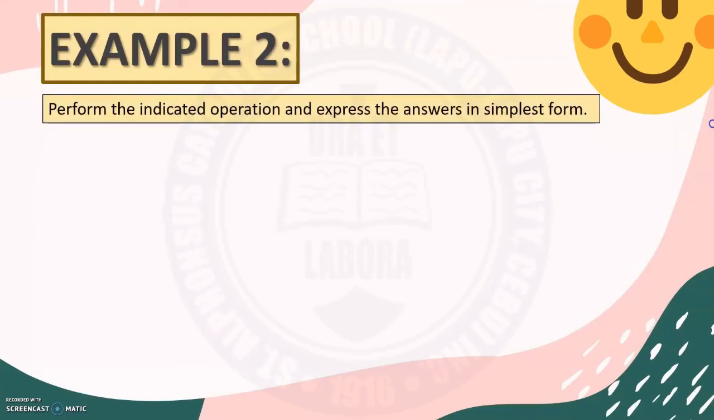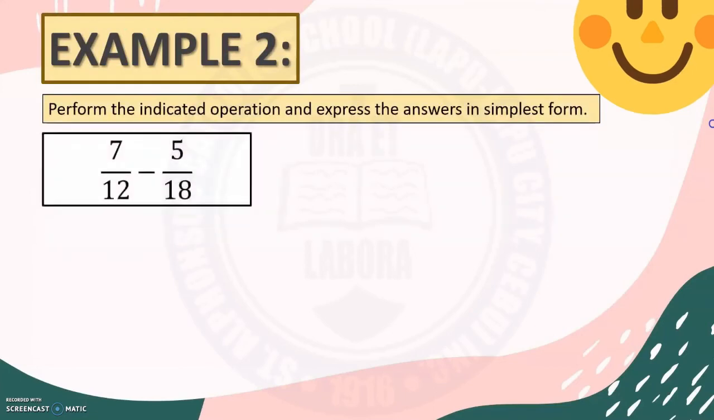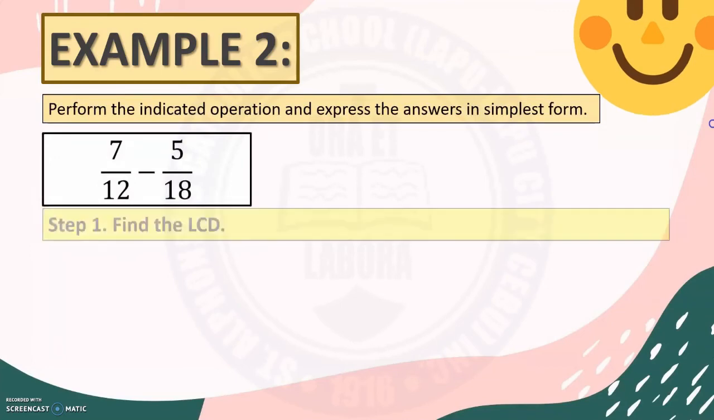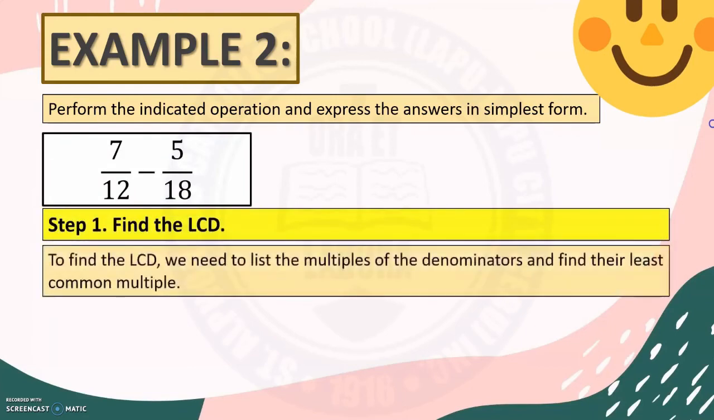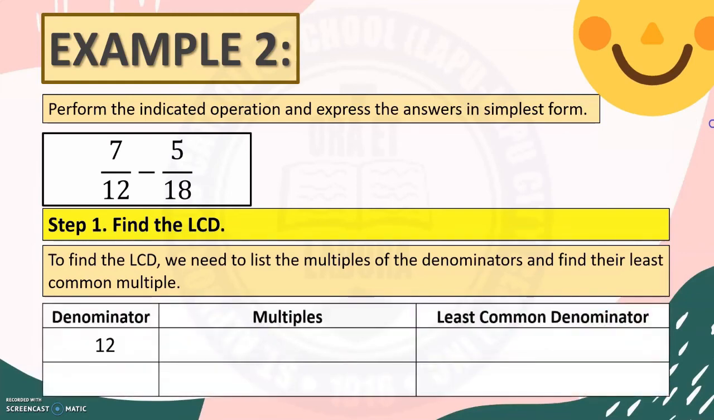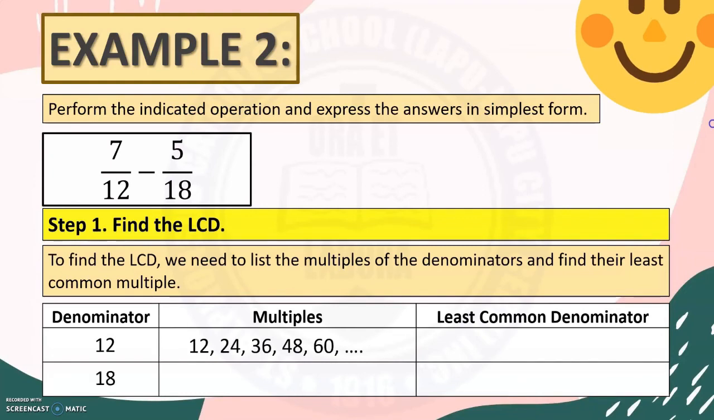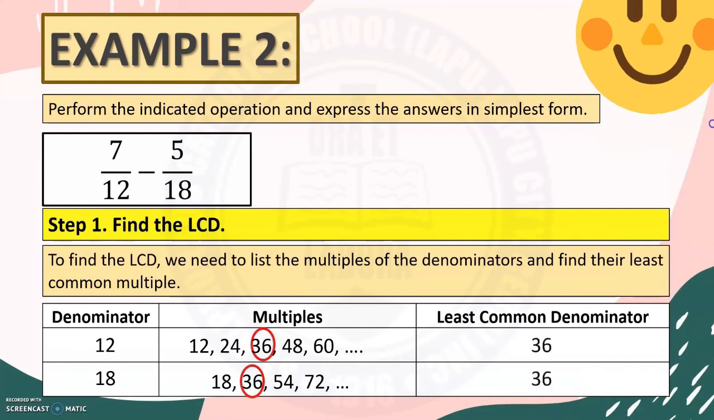We have the given 7/12 minus 5/18. Again, step 1, find the LCD. To find the LCD, we need to list the multiples of 12 and 18 and find their least common multiple. So we have first our first denominator, which is 12, and the multiples of 12 are 12, 24, 36, 48, 60, and so on. While the multiples of 18 are 18, 36, 54, 72, and so on. Now let's find their least common multiple. As you can see, the least common multiple is 36. So 36 will be the least common denominator.